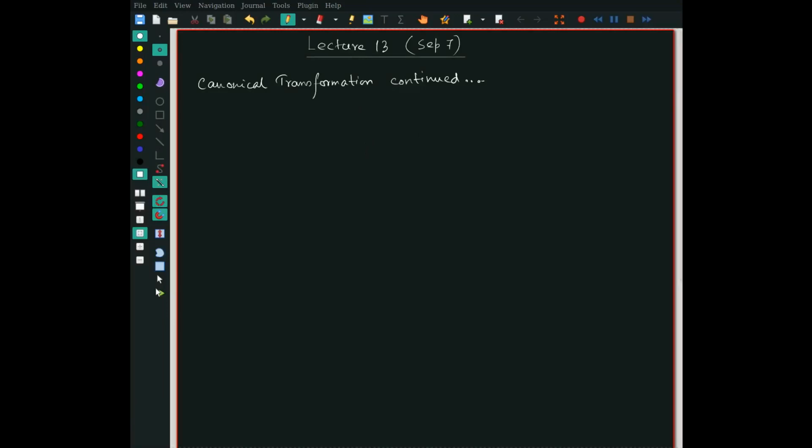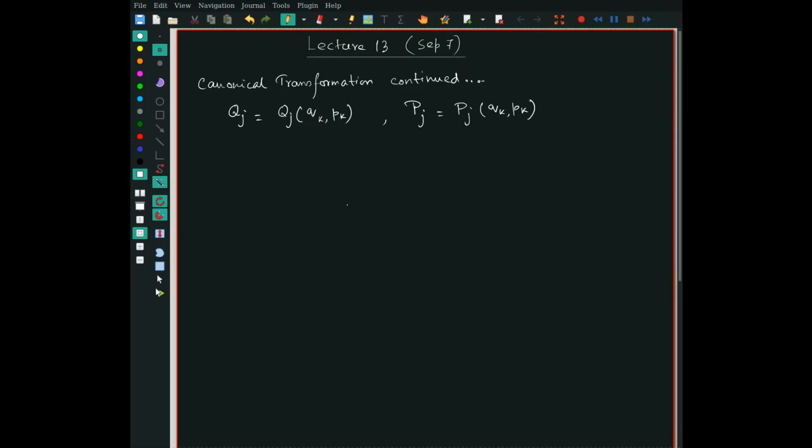All right. Then we will continue with our discussion on canonical transformations. Just to remind you, suppose we did a transformation of the form Qj equals Qj(qk, pk) and Pj equals Pj(qk, pk).